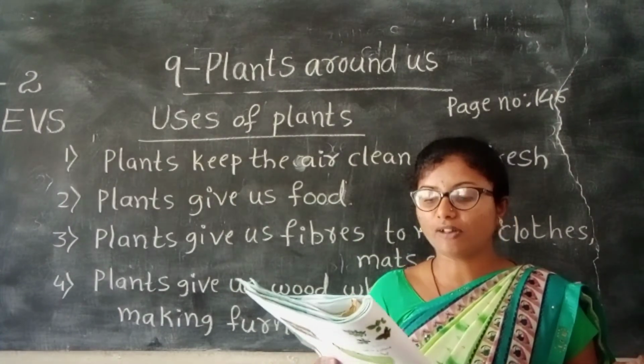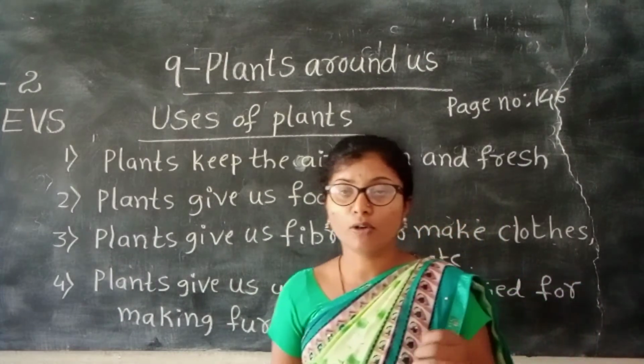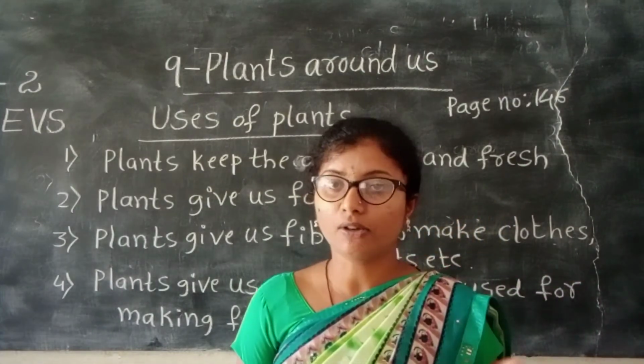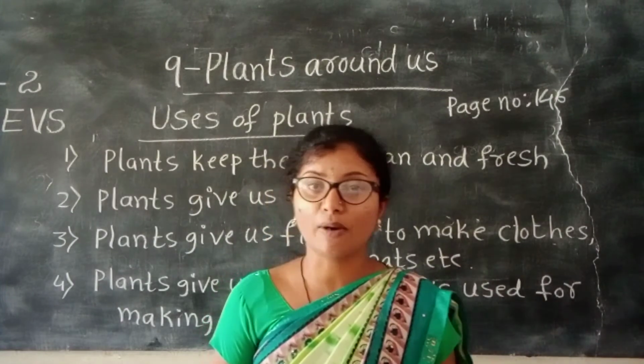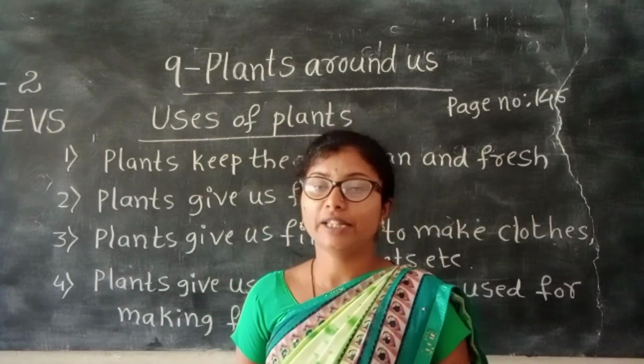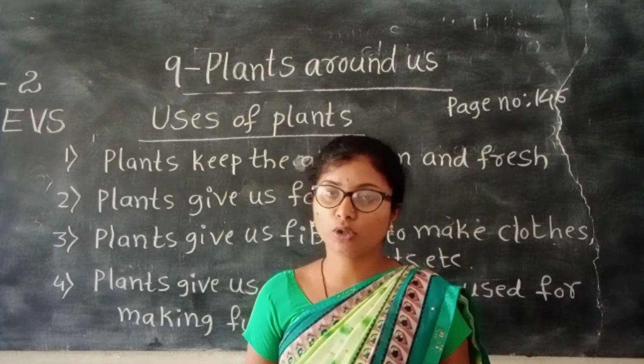We get tea, coffee and sugar from plants, okay? We all drink tea. How do we get tea powder and coffee powder? By plants only. Plants give us tea powder, coffee powder, even the sugar. We get sugar from sugar cane, okay?